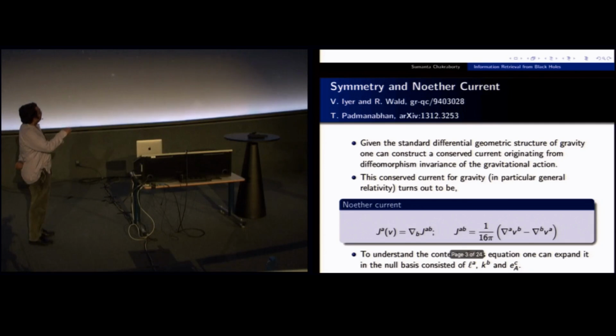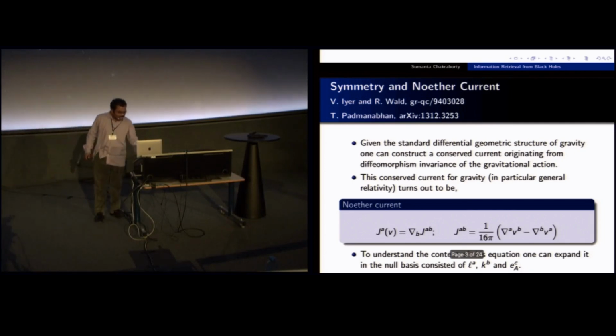Now since this is antisymmetric, it is easy to prove that if you take one more derivative of this quantity, it is going to vanish. So J is essentially a current whose divergence vanishes, so it's a conserved current. And this is what we call the Noether current in our theory.